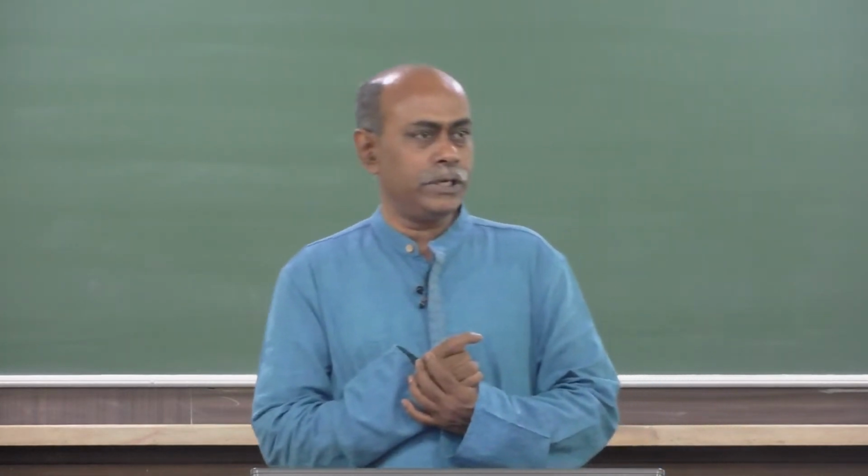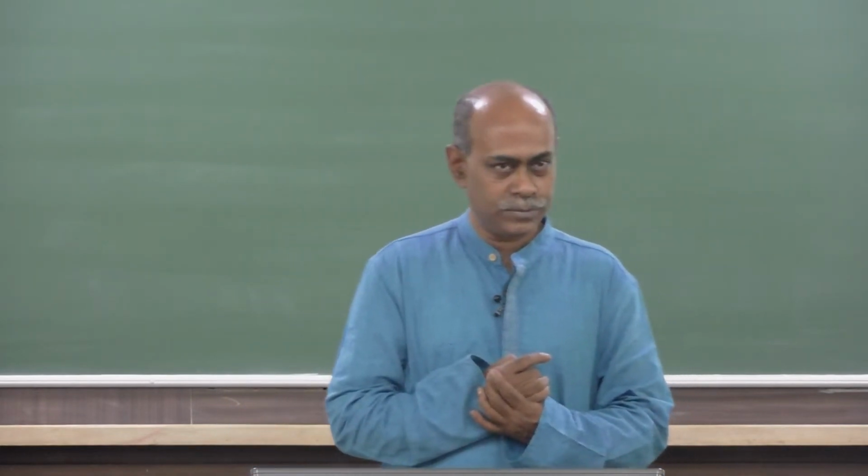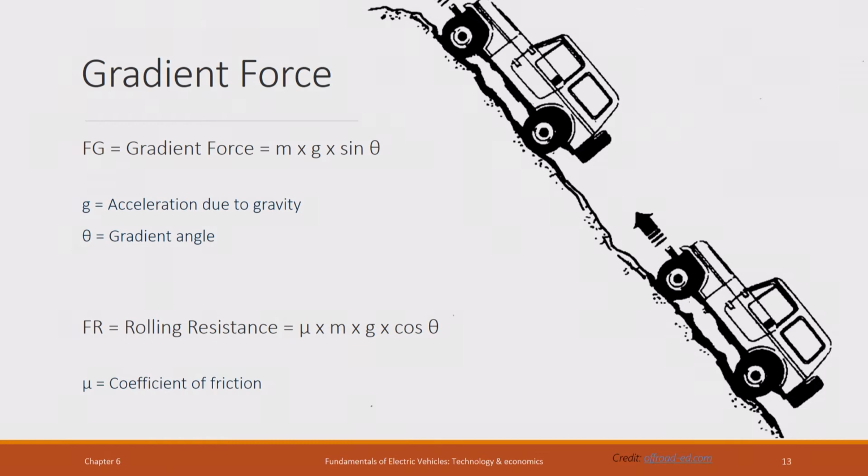The next term in the equation is Fg, the gradient force, which from your high school physics you know is mg sin theta, where g is the acceleration due to gravity and theta is the angle of the gradient. And then there is Fr, the rolling resistance, which is nothing but the frictional resistance at the wheel or the contact between the tire and the road, and that is mu mg cos theta, where mu is the coefficient of friction. This again is an equation that you will be familiar with from your high school physics, I will not go into the details.